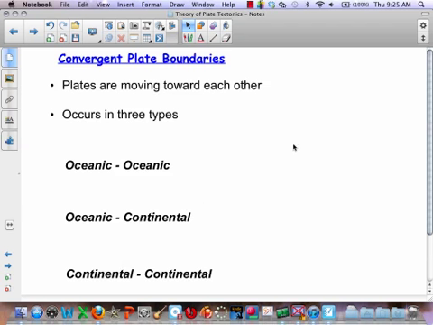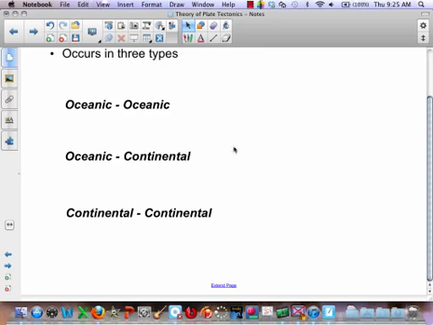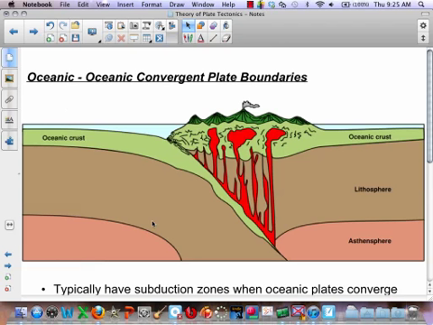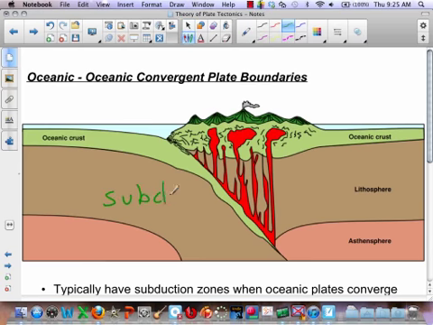So the first one, let's look at ocean to ocean. So basically what happens is you get this thing called subduction, right? And that's something that Tom had already talked about. We have subduction taking place.